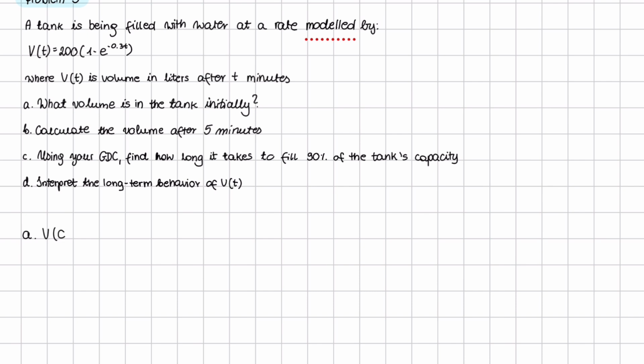So V(0) equals 200 times (1 minus e to the power of minus 0.3 times 0), and everything to the power of 0 is just 1, and in bracket we have 1 minus 1, so 200 times 0, so 0. Of course you can calculate it on your calculator if you are not sure.